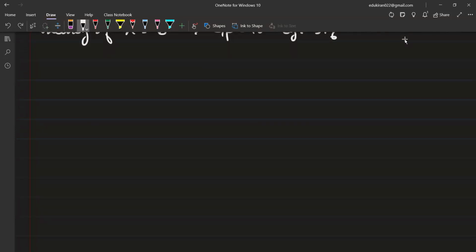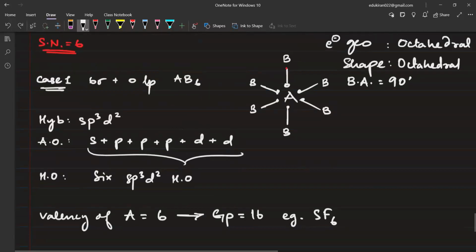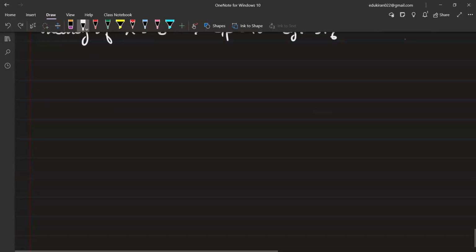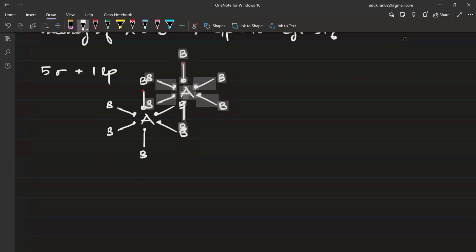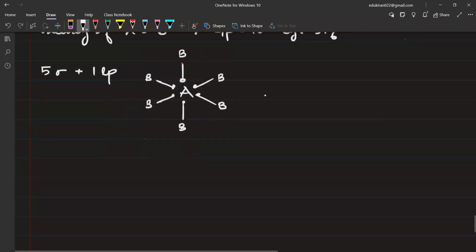Now please see. Next case we are going to write. Let us suppose we are having 6 sigma. No? So we will be having 5 sigma plus 1 lone pair electron. Now the electronic geometry is going to be the same, but there will be a reduction in one of the bonds. Tell me. Just case 2.